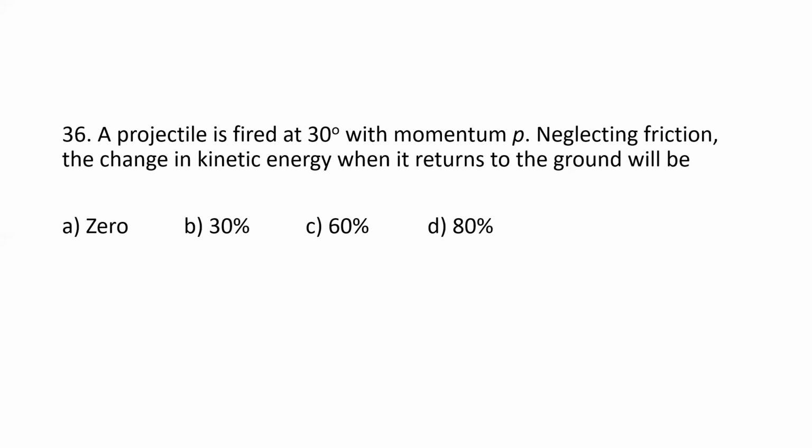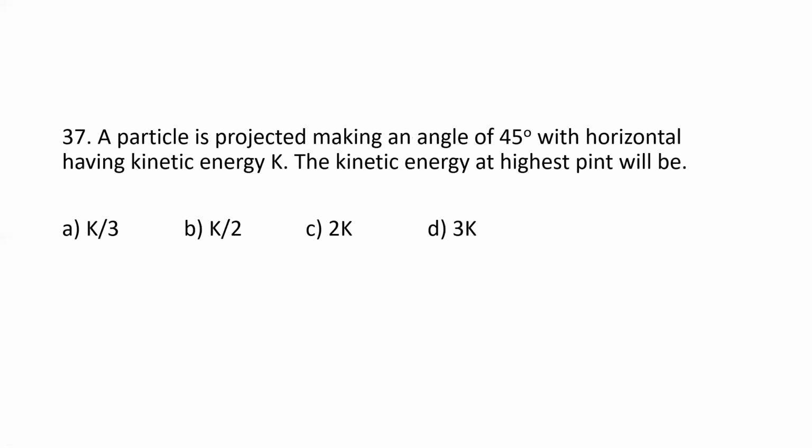Then the next question is, a particle is projected making an angle of 45 degree with horizontal and has kinetic energy K. The kinetic energy at the highest point will be? So here we need to calculate the kinetic energy at the highest point.